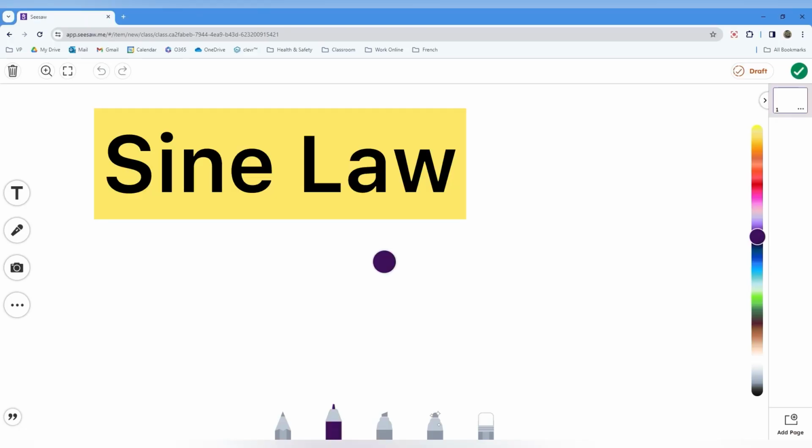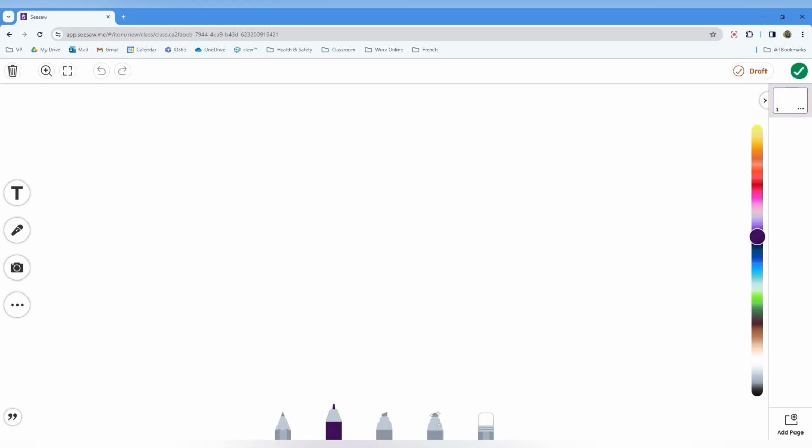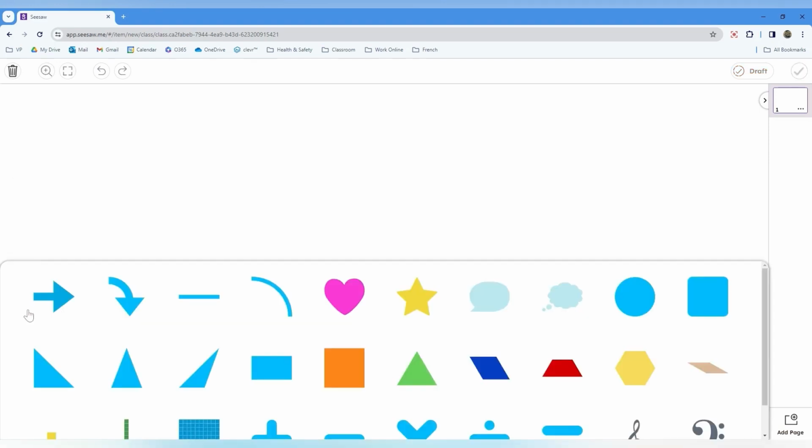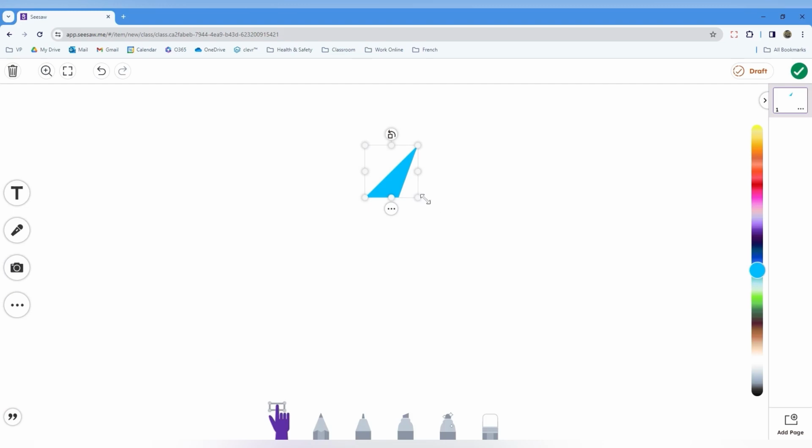Hi, and welcome back. Today we're going to learn about the sine law and how to solve a triangle that is not a right-angle triangle. So a right-angle triangle has 90 degrees in one corner. But what happens if there's not? Let's take a look.